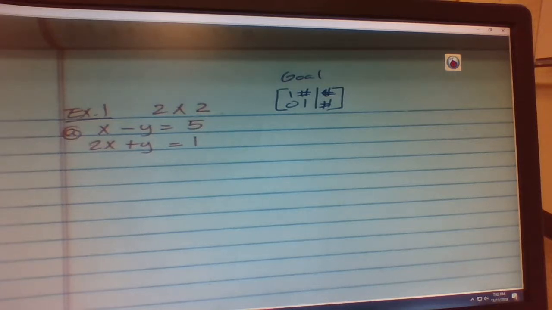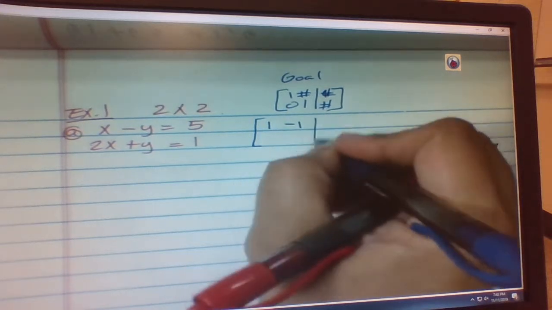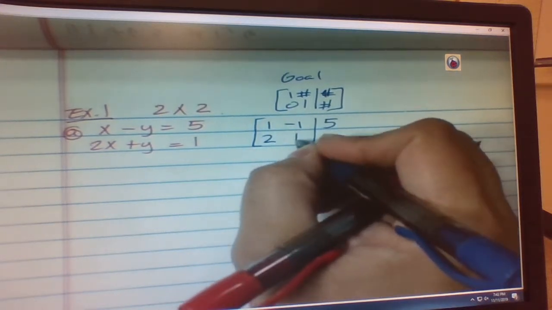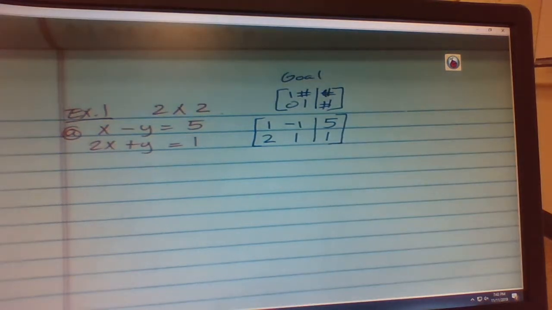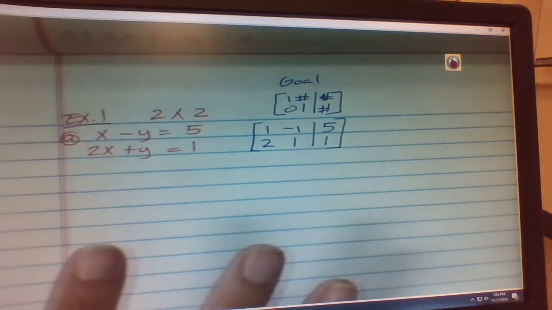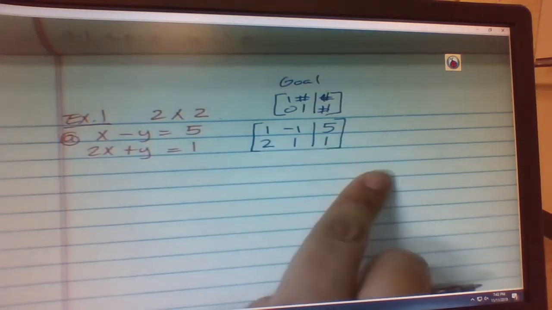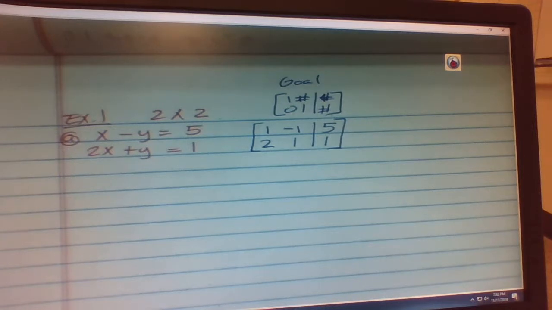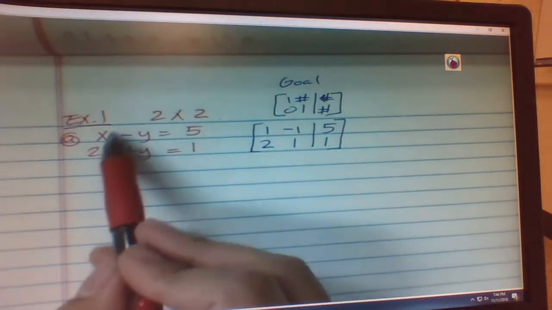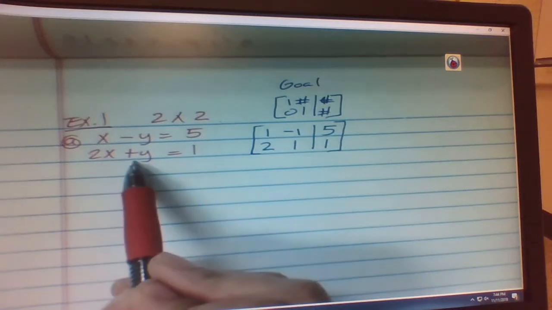So I'm going to take this and do this: 1, negative 1, 5, 2, 1, and 1. I just took this and made the matrix. That's it. Are we okay with that? Hold on one second. This has a 1 in front, this has a negative 1, this has a 2, this has a 1, that's a 5 and a 1.